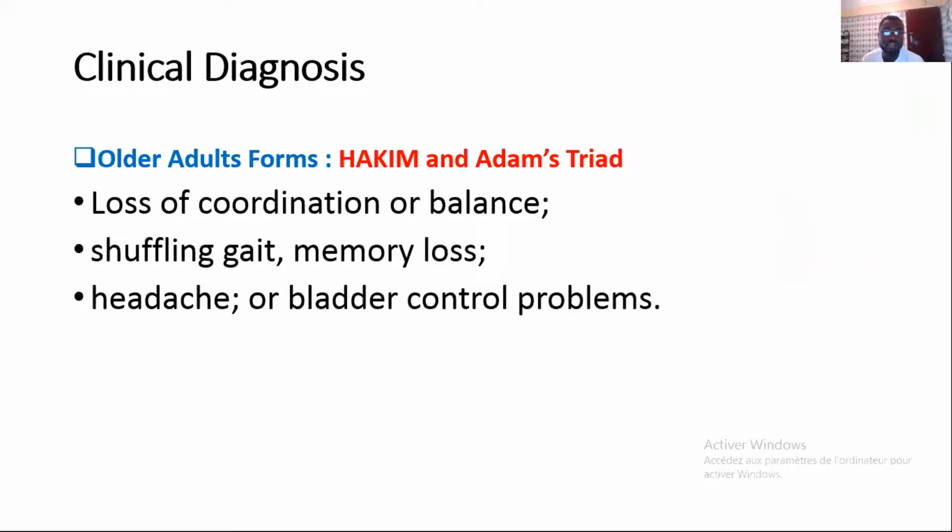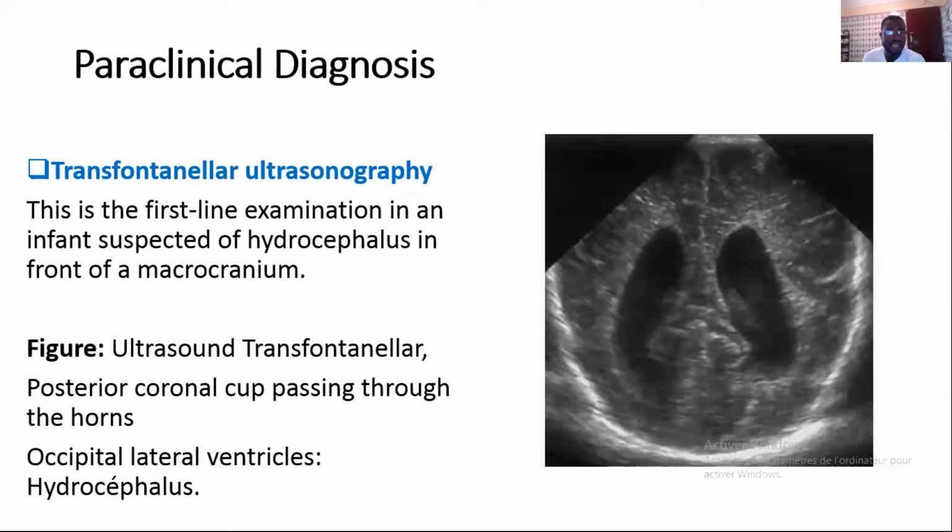About the older adult form, like you can see in normal pressure hydrocephalus, we talk about the Hakim and Adams triad. You can have loss of coordination of balance, ataxia, abasia, shuffling gait, memory loss, and headache, and bladder control problems. I will go ahead with paraclinical diagnosis.